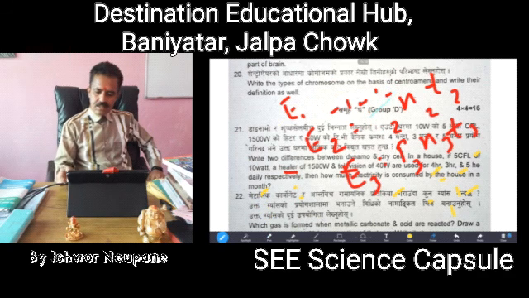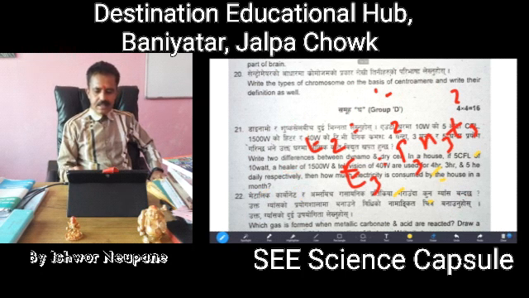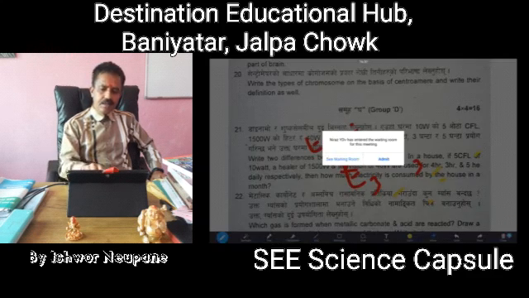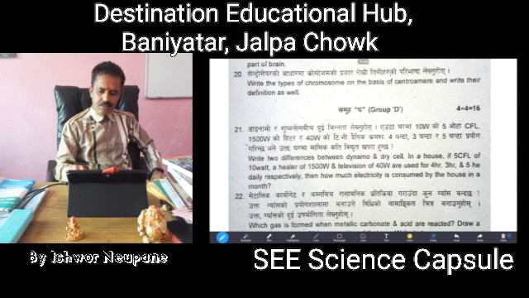Now students, we are discussing the next question, question number 22. Which gas is formed when a metallic carbonate and acid are reacted? What do you think? Carbon dioxide gas is formed. Right. So in such questions, you have to write the answer after leaving some gaps.